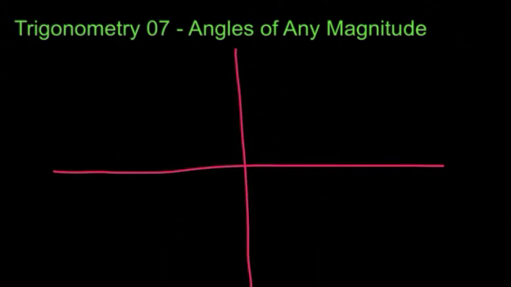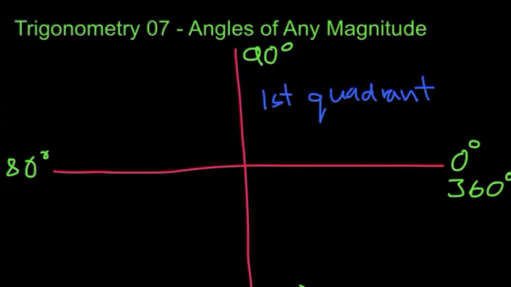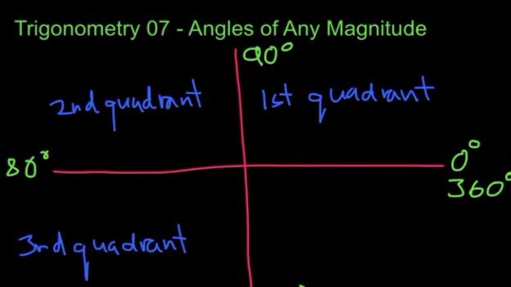Now on these axes we start with 0 degrees here, then 90 degrees, 180 degrees, 270 degrees, and finally we finish at 360 degrees. You'll see that this divides the plane up into 4 quadrants. The first quadrant is from 0 to 90 degrees. The second quadrant is from 90 to 180 degrees. The third quadrant is 180 to 270 degrees. And the fourth quadrant is from 270 to 360 degrees.